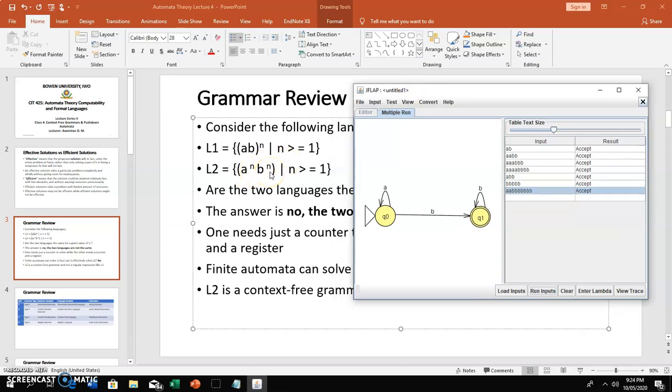So now, will you say this solution is an effective solution for the second language, A^n B^n? You want it to first count A's, then have the same number of B's. Do you think this is an effective solution? No, it is not an effective solution, because it does not solve this problem completely. If somebody was to put A, B, B, A, B, or these other strings, our machine will pass it. Therefore, this is not an effective solution.